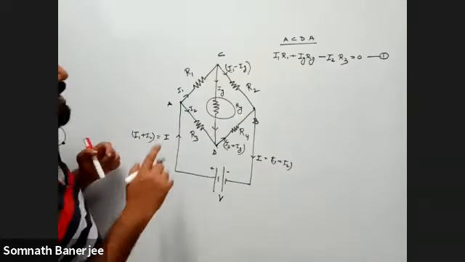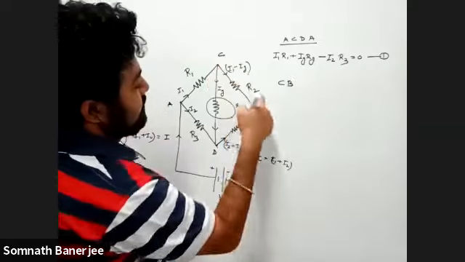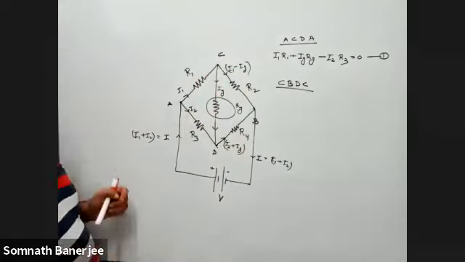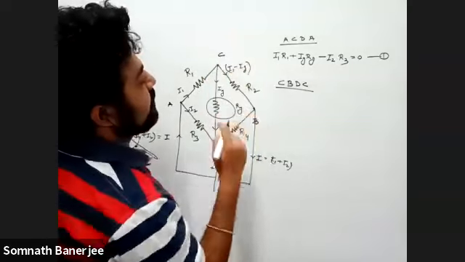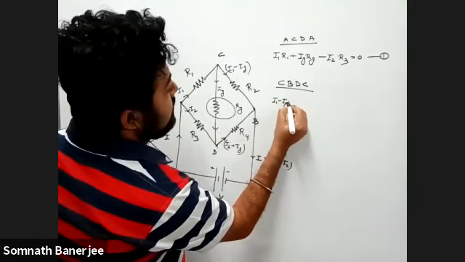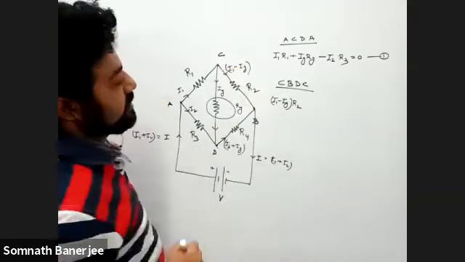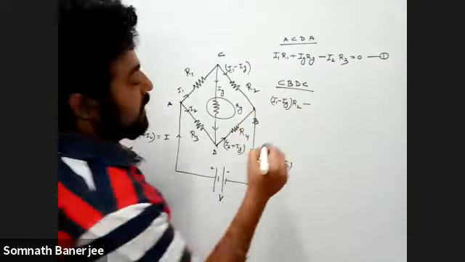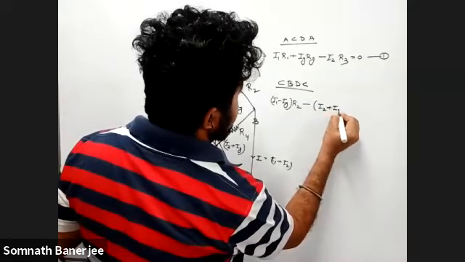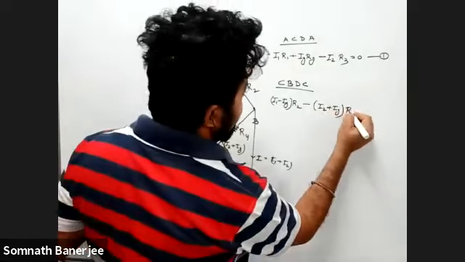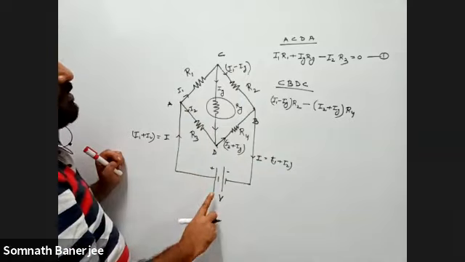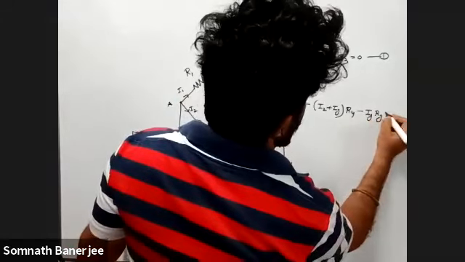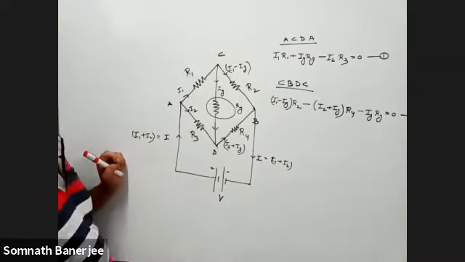So now in the next loop, C B D C. So now we have the loop C B D C, one complete loop again. In this loop, see, we are moving in the direction, so I1 minus IG into R2. Now B to D, you are moving in the opposite direction. So minus I2 plus IG into R4. Now again, current is this and you are moving in the opposite direction, so minus IG into RG equals zero. Let it be equation number two.